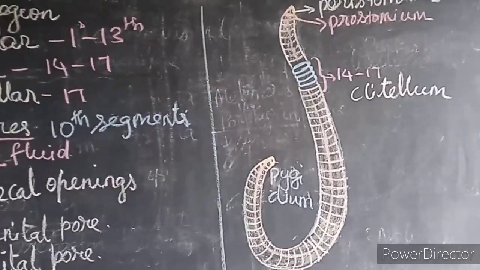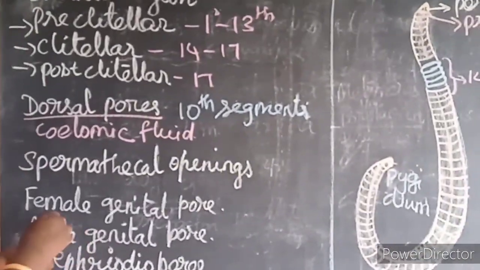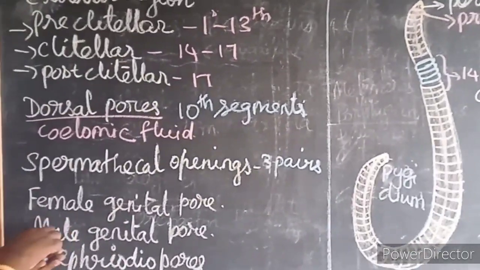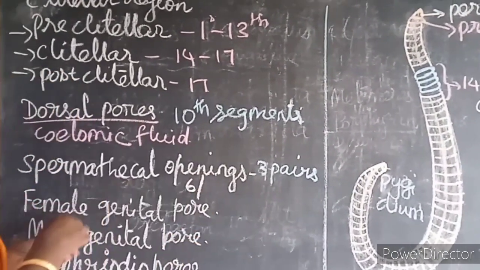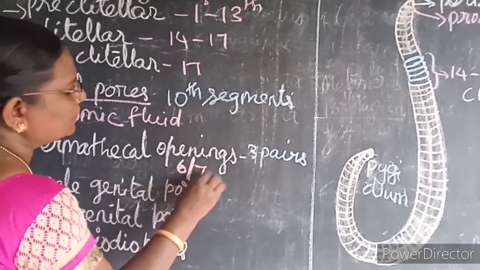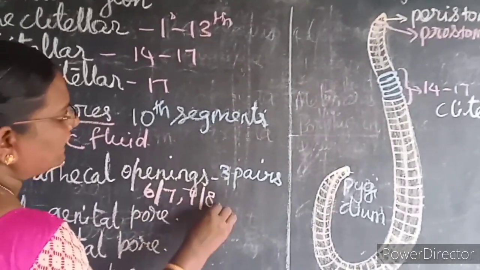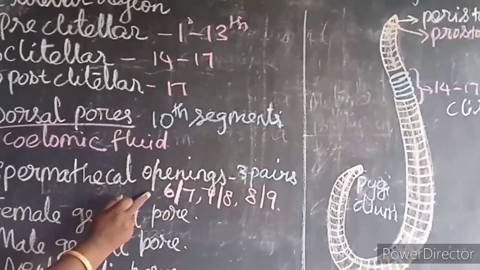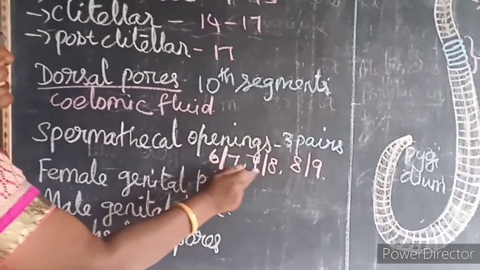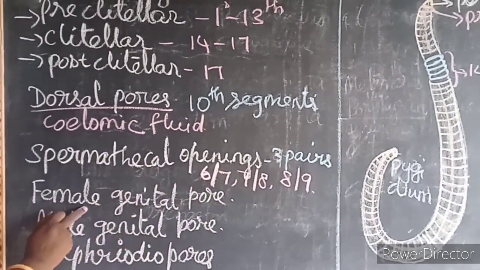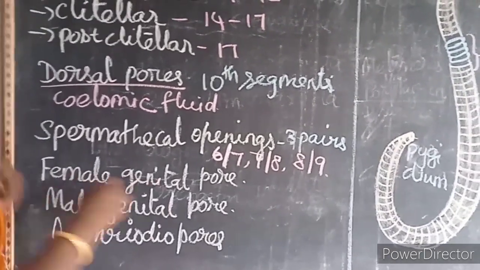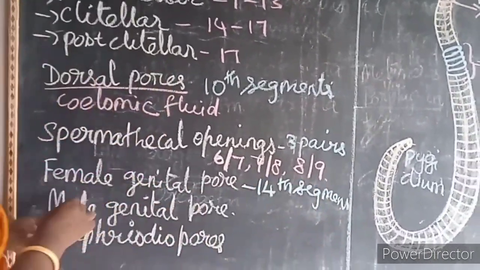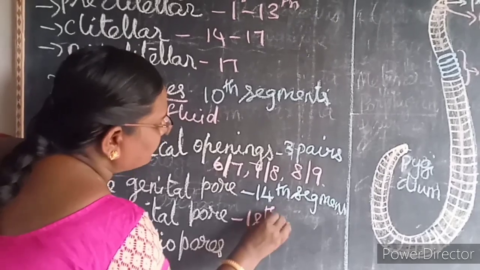Then the spermathecal openings, where the sperms are stored. They are present in 3 pairs, intersegmentally between the 6 to 7, 7 to 8 and 8 to 9. Then the female genital opening is present on the 14th segment. Then the male genital opening is present on the 18th segment.